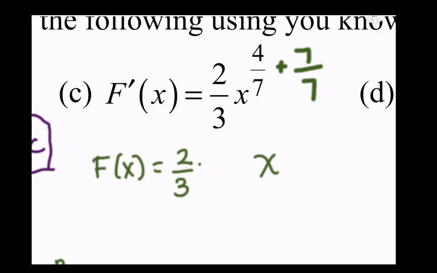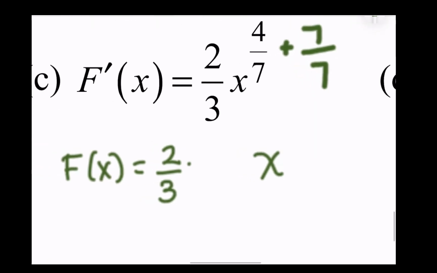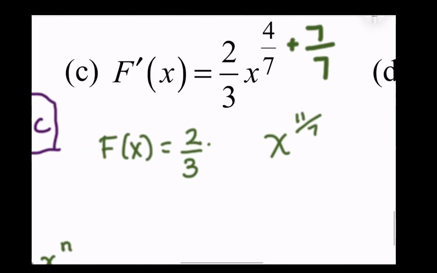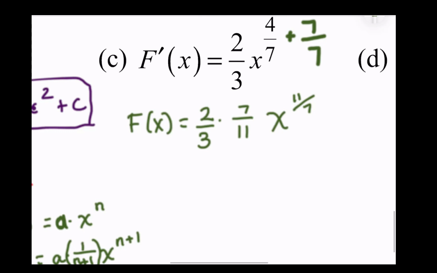Okay, so we're adding plus 7 over 7, which is the same as adding plus 1. So our new exponent will be 11 sevenths. And then we need to divide by that new exponent. So dividing by 11 sevenths is the same as multiplying by 7 over 11. Okay, so I think this is my antiderivative, but just as we did before, we can still check our work.